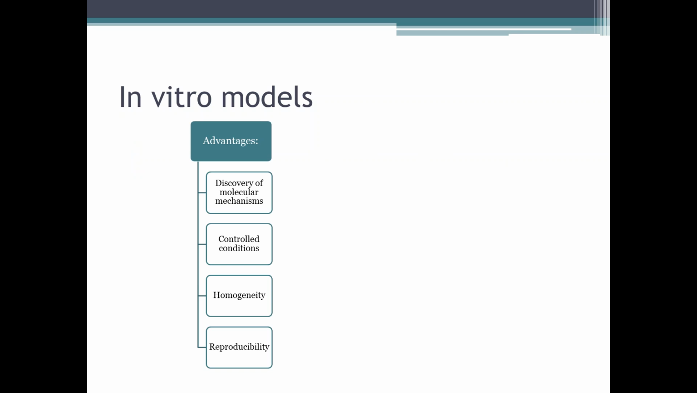There are several advantages to the in vitro models. I just mentioned they help you discover the mechanisms that are occurring at the molecular level inside of the cell. It's a very controlled condition because you're manipulating the cells within a petri dish at your bench, and so in theory the results should be reproducible. And also the cells should be relatively homogeneous, or they should be the same.